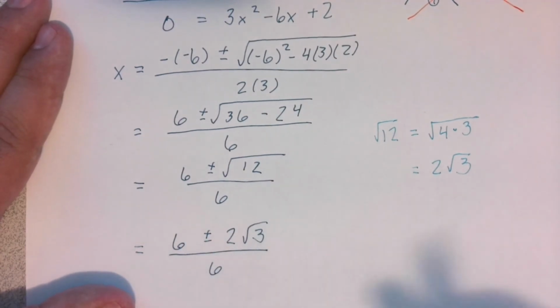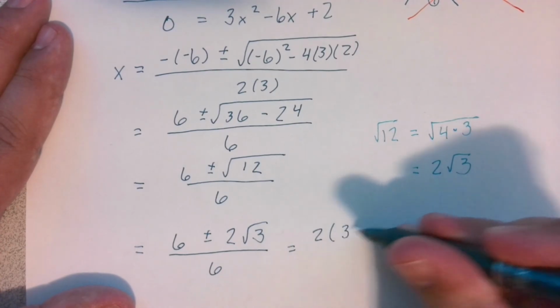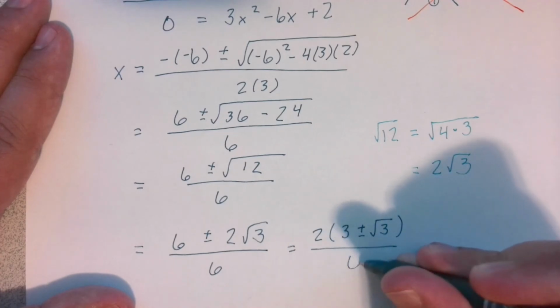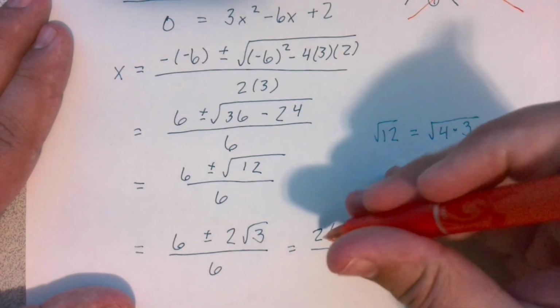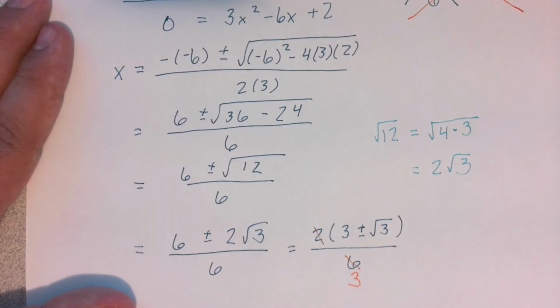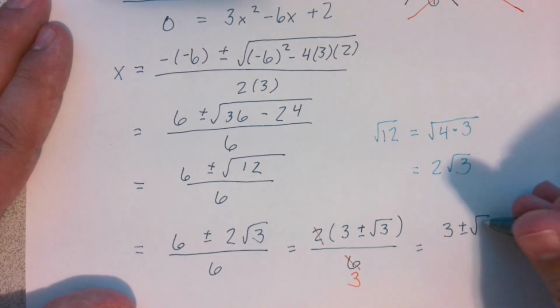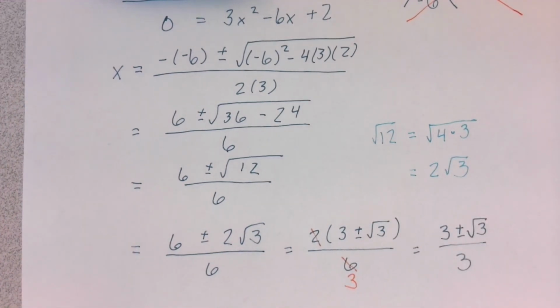I can factor a 2 out of the top. So we get 2 times 3 plus or minus square root of 3, all over 6. We can reduce the 2 and the 6. So our final answer is 3 plus or minus root 3, all over 3. And that's the end of section 2.1.